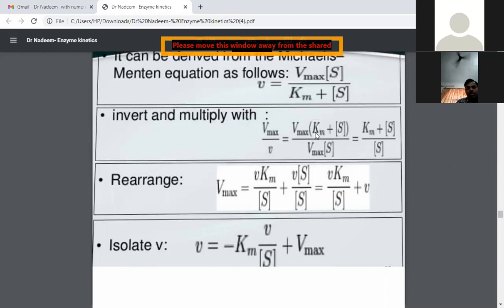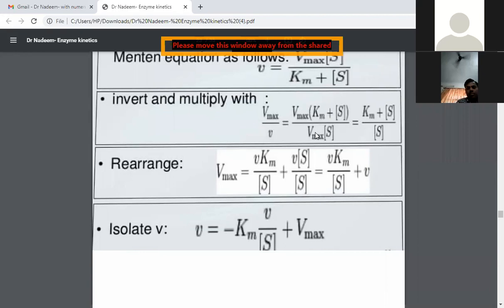Again, rearrange it for knowing the velocity of the reaction. Ultimately, you have to know the velocity of the reaction. It is the main aim of Michaelis-Menten, and you are making slight modifications for knowing the Vmax and Km by these two plots, that is Lineweaver-Burk plot and Eadie-Hofstee plot.